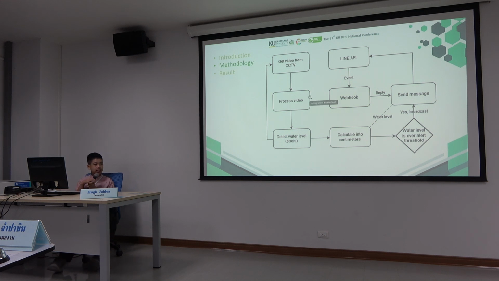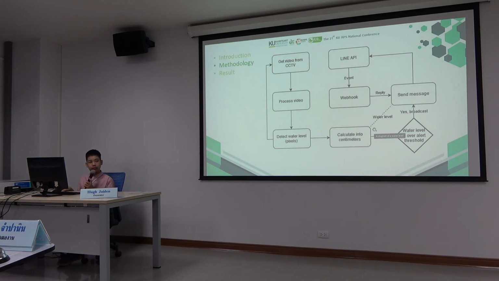Next is to process the video frame by frame and just do whatever image operations you want to find the edges of the water level. And the third one is to detect the water level in pixels. So we find the edge of the water level and then we find the lowest edge of the water level. And then once we found that in pixel form, we can then interpolate it into centimeters using statistics.